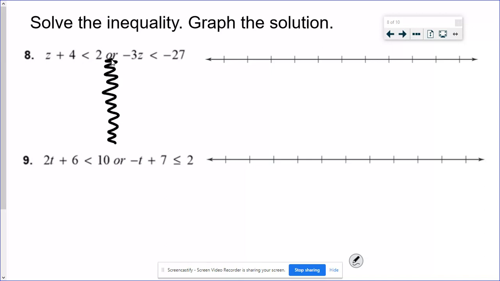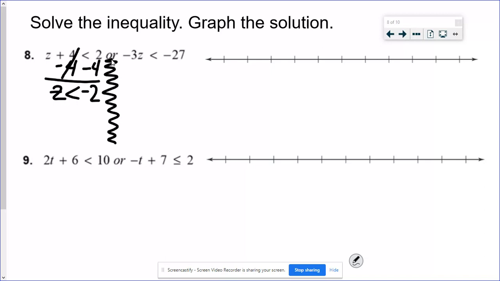So in number 8, the first one, I'm going to first subtract my 4 to get the z all by itself. Z is less than -2. That one's done. We're happy. I'm not going to try to graph that until I finish up both of my inequalities.